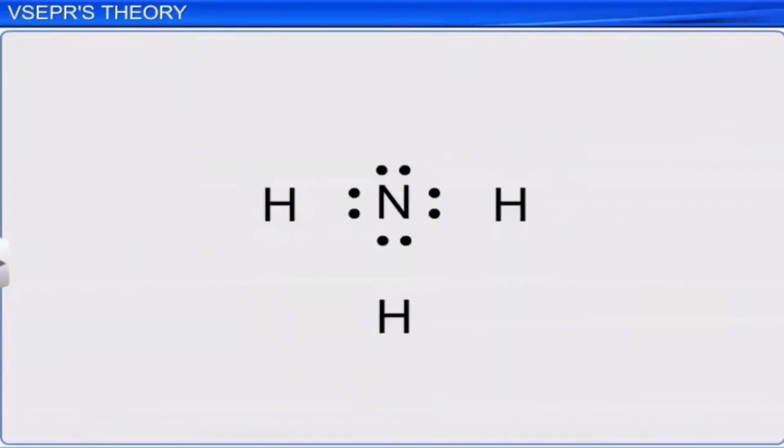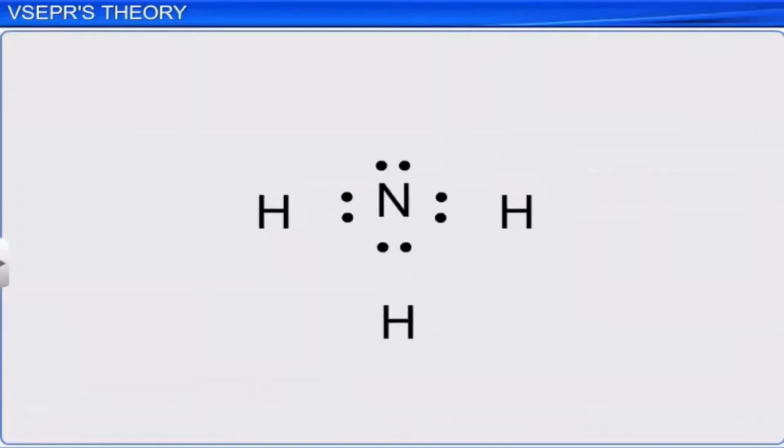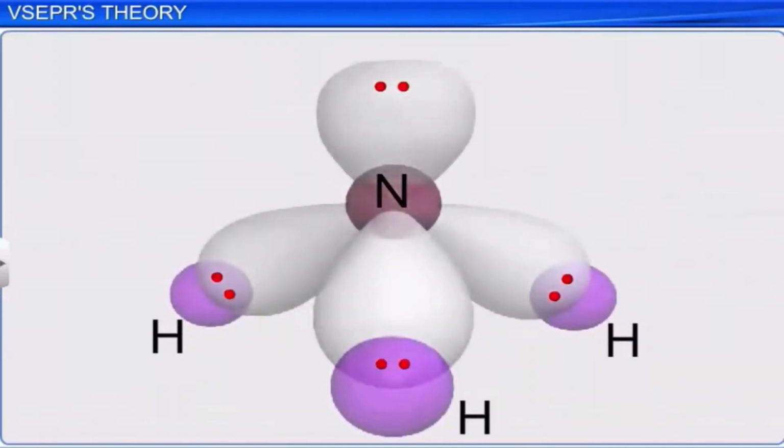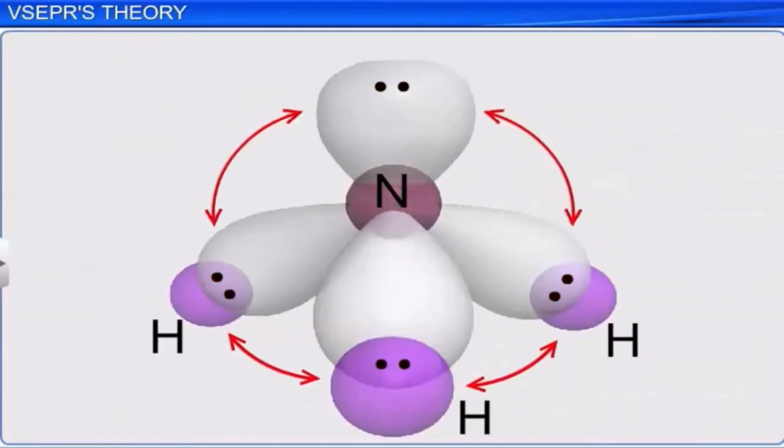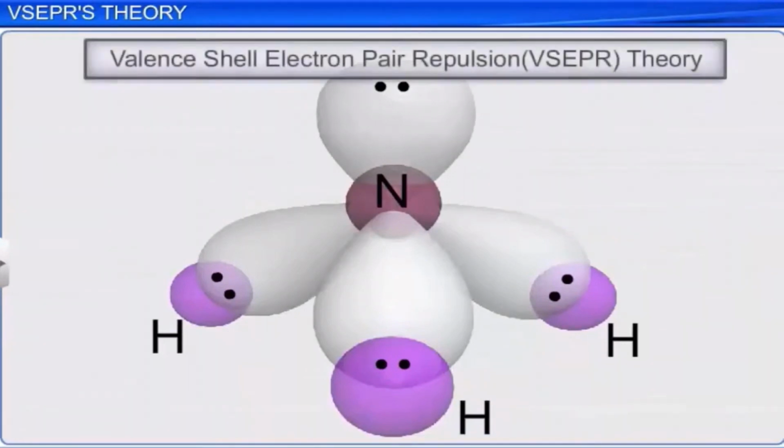Lewis' concept does not explain the shapes of molecules. In 1940, this drawback led Sedgwick and Powell to come up with a theory to determine the shape of a molecule. The shape of the molecule is based on the number, type, or extent of repulsions between electron pairs present in the valence shell around the central atom respectively. This theory is named the valence shell electron pair repulsion theory, or the VSEPR theory.